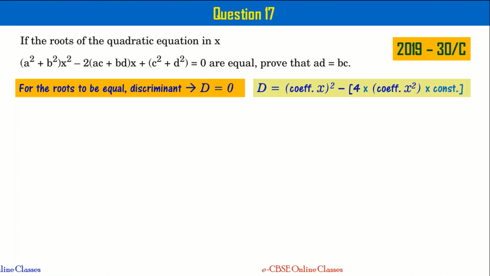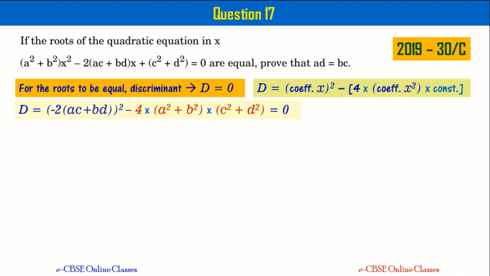The discriminant can be expressed as the following: D = (coefficient of x)² - 4 times (coefficient of x²) times constant, right? Now when you take a look at the equation, you can write the discriminant as shown here. Coefficient of x whole square goes as the first term, that is (-2(ac + bd))², and the next term is 4 times coefficient of x² times constant, that is equal to 4 times (a² + b²)(c² + d²), right? This is equal to 0.